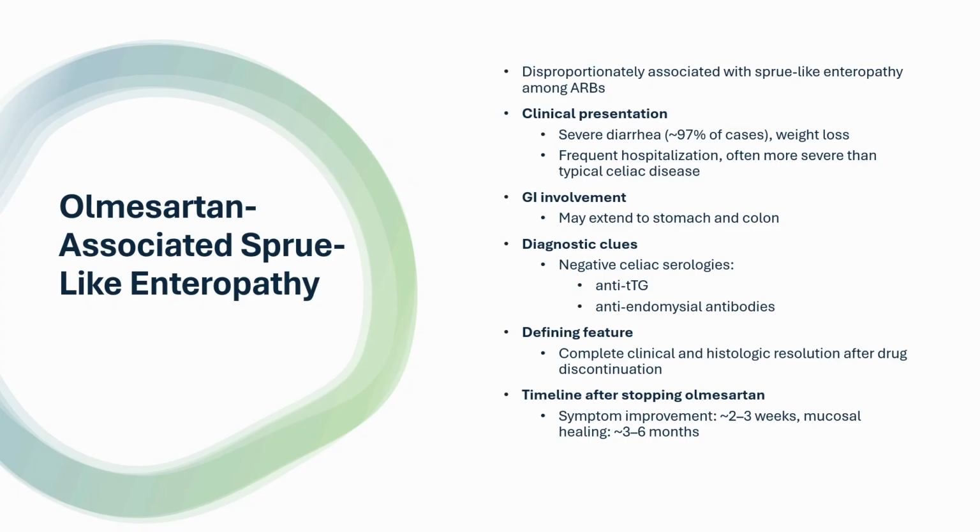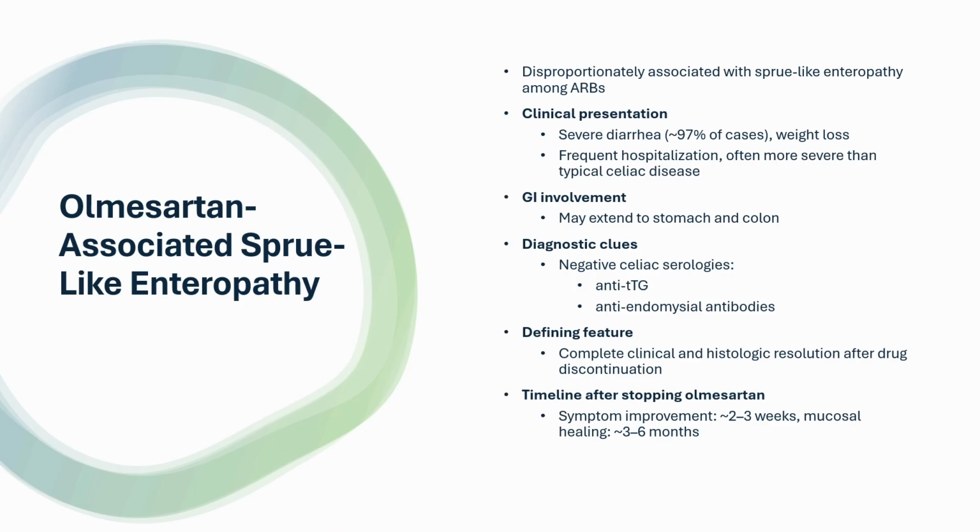Olmesartan is unique because it is disproportionately associated with a sprue-like enteropathy. This condition is called sprue-like enteropathy because it mimics celiac sprue both clinically and histologically. This condition is characterized by severe diarrhea, which occurs in about 97% of cases, weight loss, and frequent hospitalization. Symptoms are often more severe than typical celiac disease.